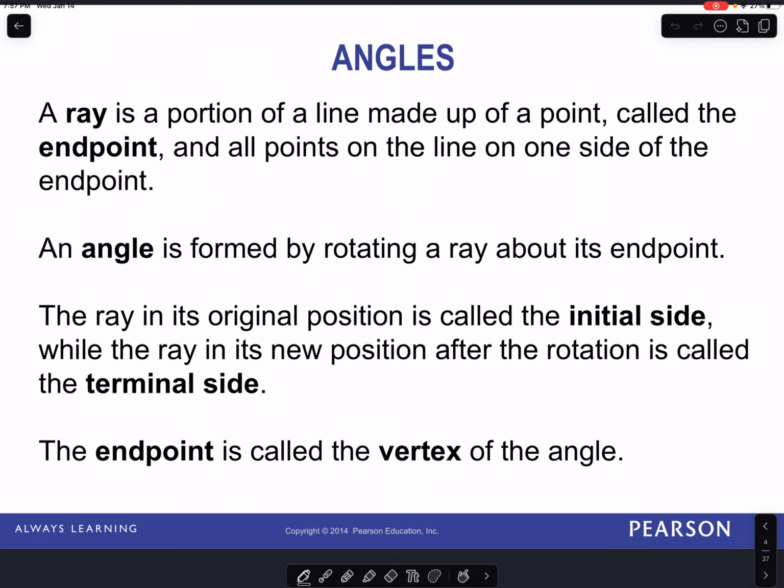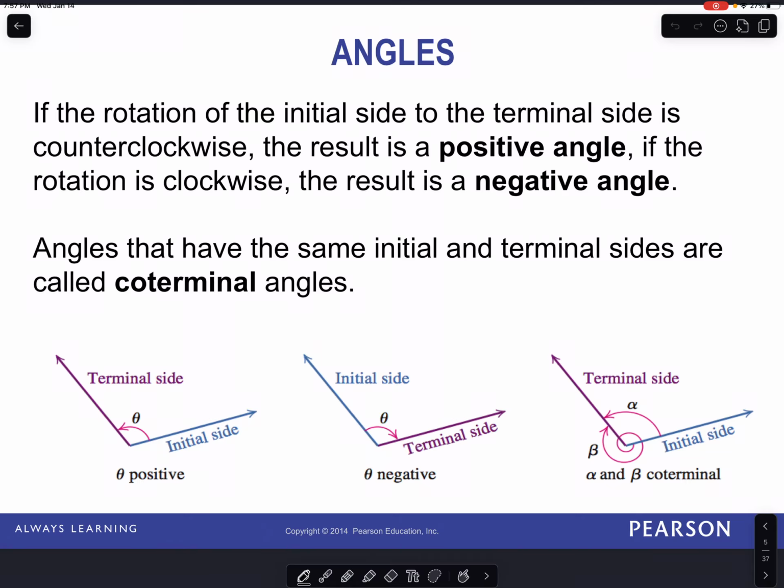For whatever reason, when I see ray, I think of like Kamehameha Blast in Dragon Ball Z, right? That's a ray. This is just the image I always get when I think of ray. So that's how I always visualize it.